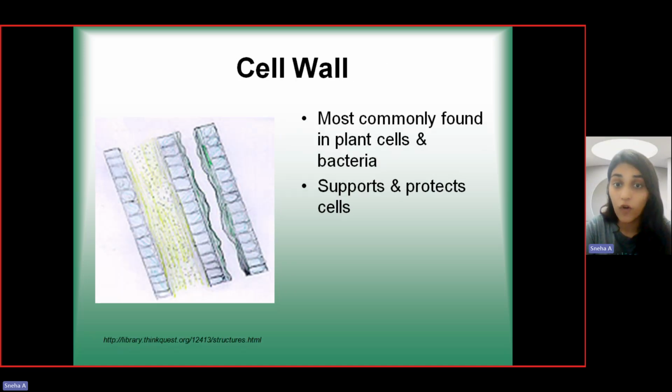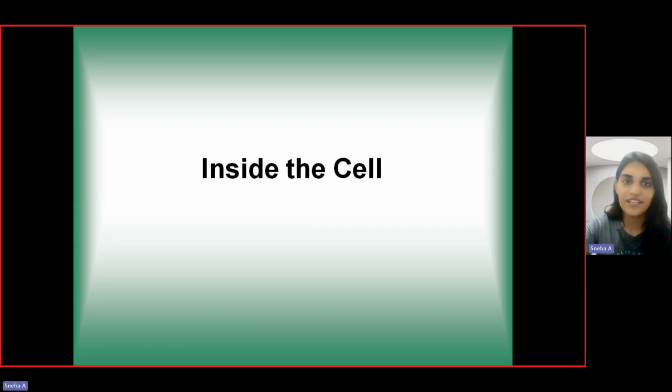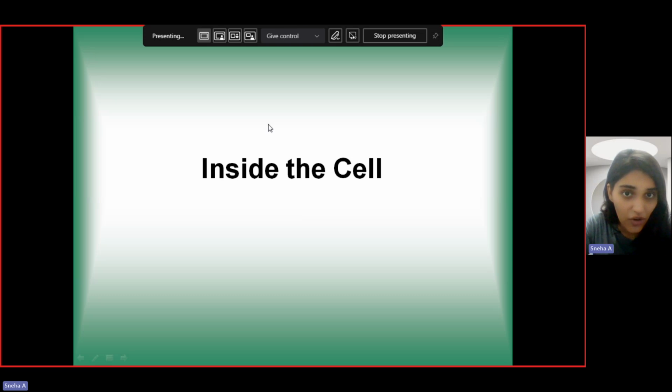Then we have the cell wall. Cell wall is a rigid structure. It supports the cell. Which cell will it support? Yes, that's only present in the plant cell, bacteria. It will support that and protect the cell. All right. So I hope till here, where we have studied till now, is clear to everyone.